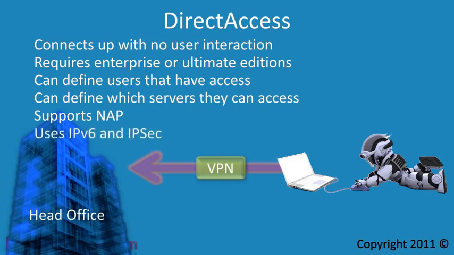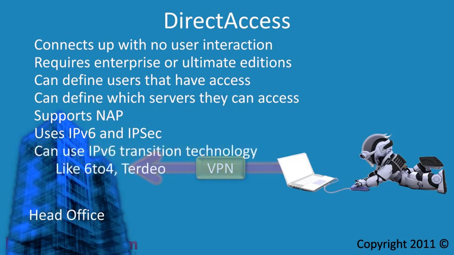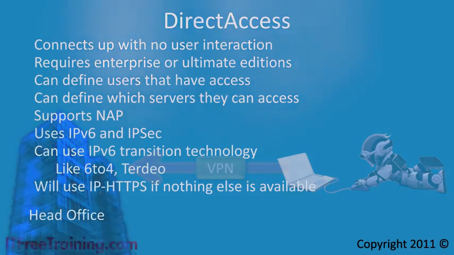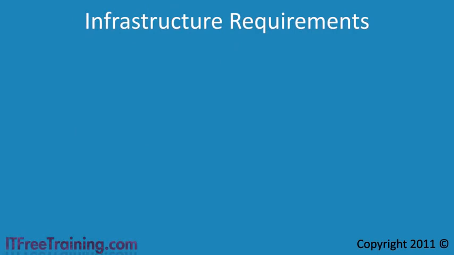DirectAccess requires IP version 6 and IPsec to run. Even though IP version 6 support is improving, a lot of networks still don't support IP version 6. To get around this, DirectAccess supports IP version 6 transition technology. If the transition technology does not work, which may be due to firewalls between you and the corporate network, DirectAccess will use IP over HTTPS. HTTPS uses a very common port and should be open on most firewalls and also will run over IP version 4 networks.